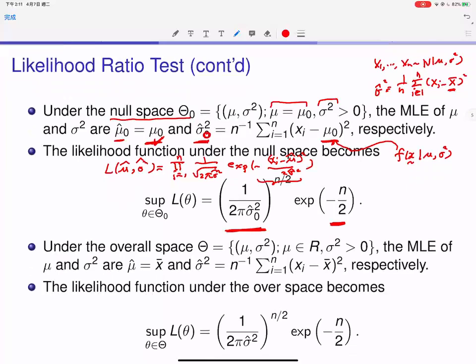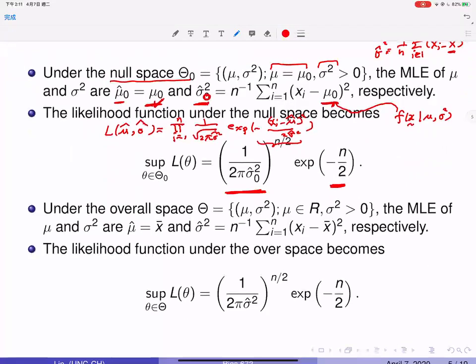Okay, so then you think about your denominator for lambda of the LRT. It's based on the overall space, right? Based on the overall space, everything's free. The same thing we talked about. Actually, mu hat is x bar, and sigma hat is what? The same thing as we talked about before, right? Summation i from 1 to n of (x minus x bar) squared, divided by n, not divided by n minus 1, divided by n. That's the MLE when your parameter space is free.